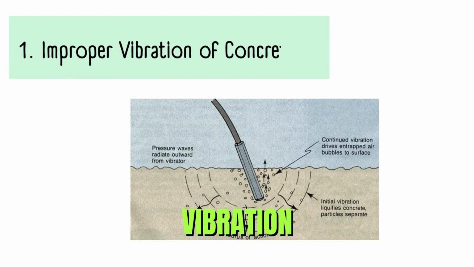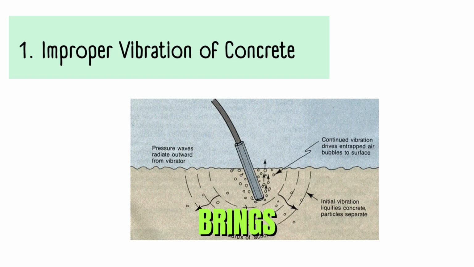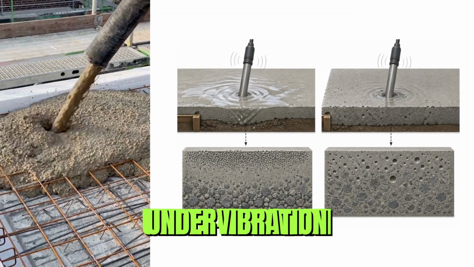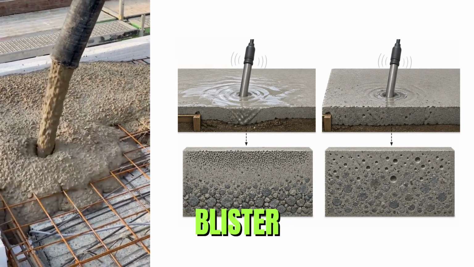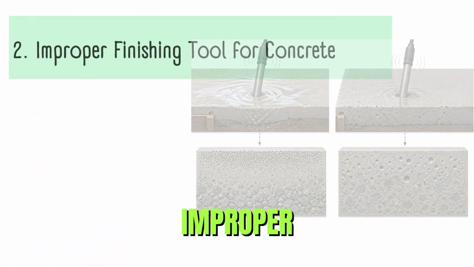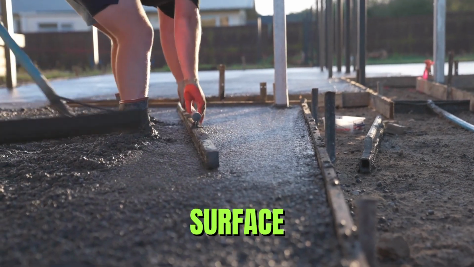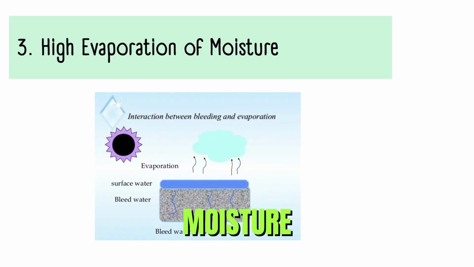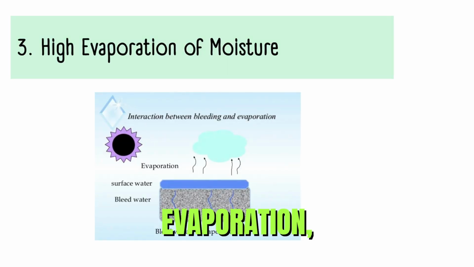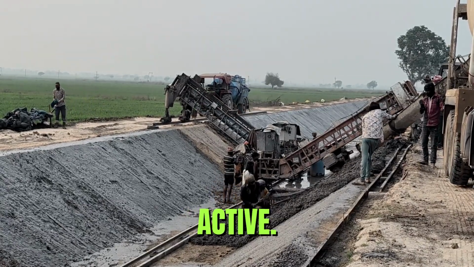What causes blisters in concrete? 1. Improper vibration of concrete. Over-vibration causes segregation and brings excess mortar to the surface, while under-vibration leaves trapped air inside. Both conditions promote blister formation. 2. Improper finishing tools. Using finishing tools incorrectly, especially with improper angles, can seal the surface prematurely. 3. High evaporation of moisture. Hot weather conditions accelerate evaporation, misleading workers into early finishing while bleeding is still active.